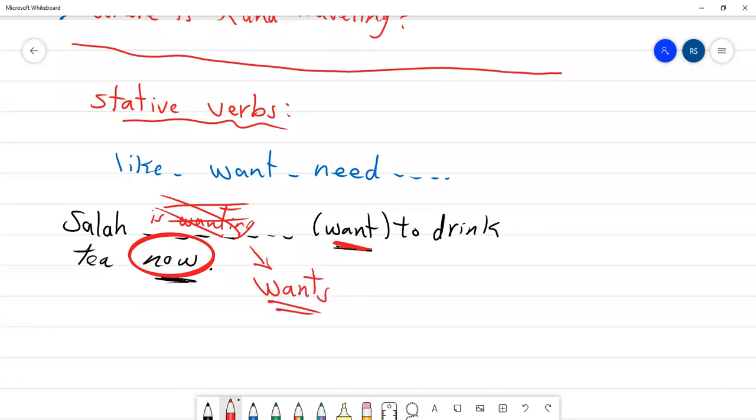Okay? As you know, my friends, we use present progressive for actions or things that are occurring now. Also, we use present progressive for temporary situations. Okay, my friends, got it?